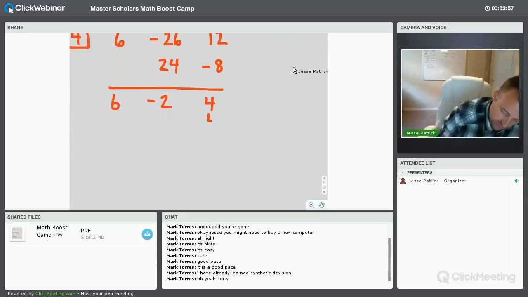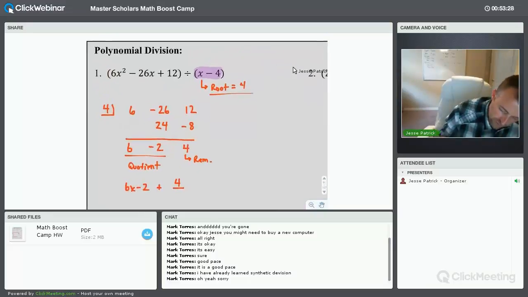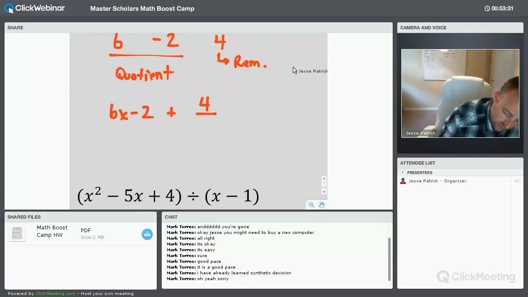Now the way this works, this last term is always going to be called your remainder, and this is your quotient. So if I wrote the answer out, notice there's only 2 terms. So this would be your constant and then your linear term. I always start with the first term and work my way up. The first term in your quotient, or the last term written down in your quotient, is the constant, and you work up a degree each time. So this is going to be 6x minus 2 plus 4 divided by, and I'm dividing by, remember at the top, x minus 4.